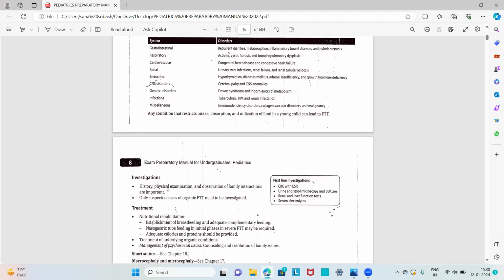If there are any suspected cases of organic failure to thrive, obtained from our history and physical examination, we have to investigate further. The first line investigations to rule out these are the complete blood count with the ESR, urine and stool microscopy and culture, renal and liver function tests, and also serum electrolytes.